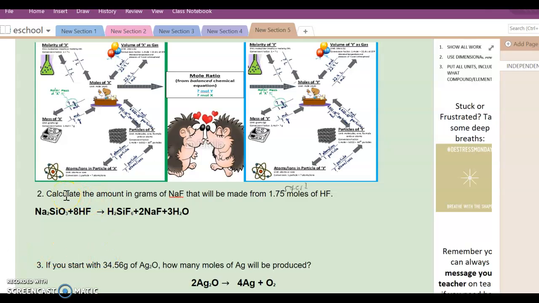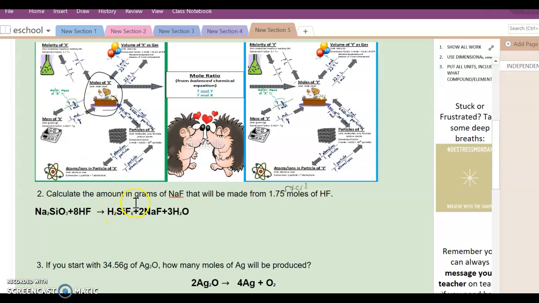Okay, so calculate the amount in grams of NaF that will be made from 1.75 moles of HF. So this is going to be my start. All right, so first of all, let's use our map. I'm starting with this unit of moles. So let me go over to my starting area, and here's moles. Just circle the start line, and we've got to get to the finish line.